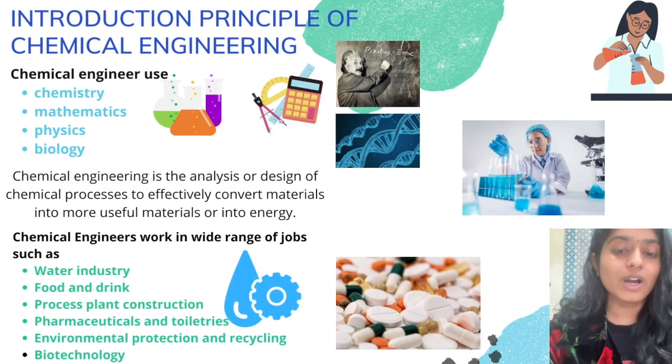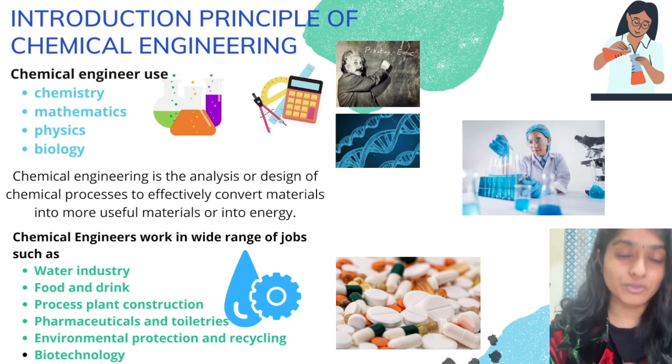Hi, so I'll be presenting about Introduction Principle of Chemical Engineering. So what is chemical engineering? Chemical engineering is the analysis or design of chemical processes of effectively convert materials into more useful materials or into energy. As a chemical engineers, we learn about chemistry, mathematics, physics, and sometimes biology. Besides, chemical engineering has a wide range of jobs such as water industry, food and drink, process plant construction, and so on.